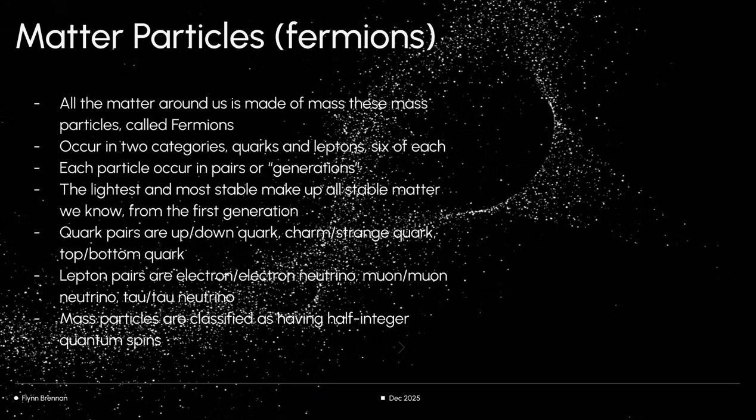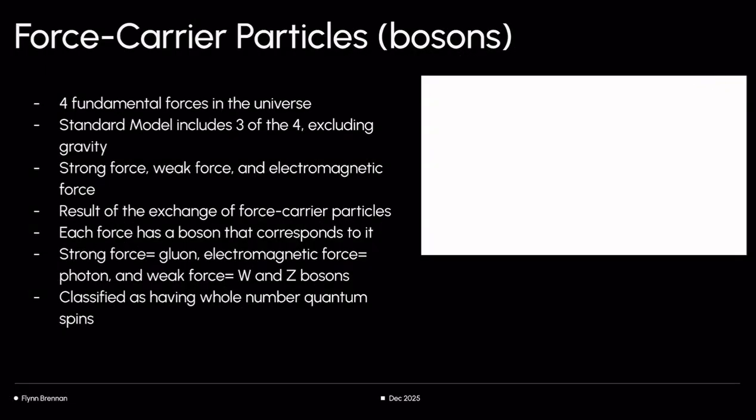The 6 quarks are paired as the up quark and down quark, followed by the charm quark and strange quark, then the top quark and bottom quark. The 6 leptons are paired as the electron and electron neutrino, the muon and muon neutrino, and the tau and tau neutrino. These matter particles are classified as having half-integer quantum spins, which I'll get into later.